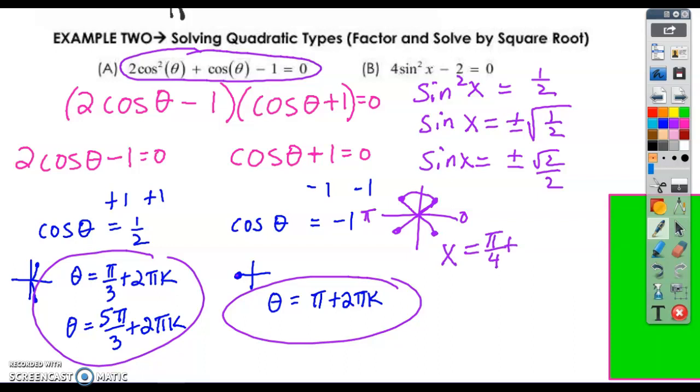pi over 2k. Then I don't have to write every single one out, because if I take pi over 4 and add pi over 2, I get 3 pi over 4. If I add another pi over 2, and keep going, I get all the solutions.